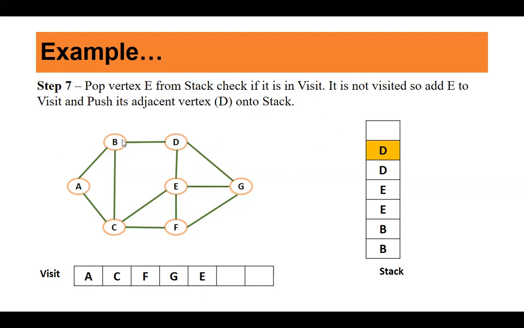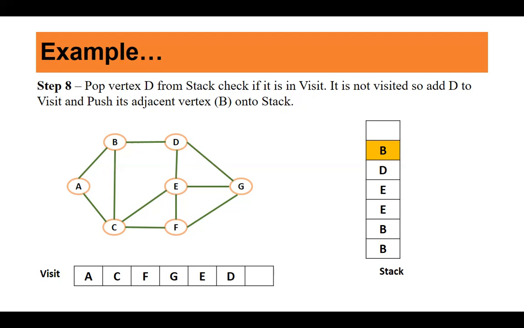Now adjacent to D is B, E, and G. So what do you do now? B is pushed in. Why? Because E and G are already in visit. E and G are already visited, so you will not push them onto the stack. Only B will be pushed onto the stack.